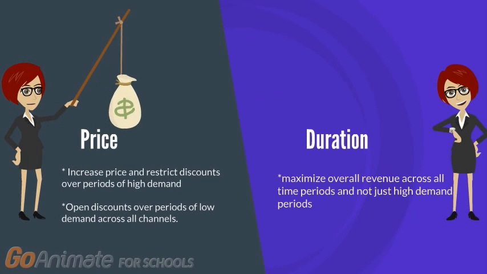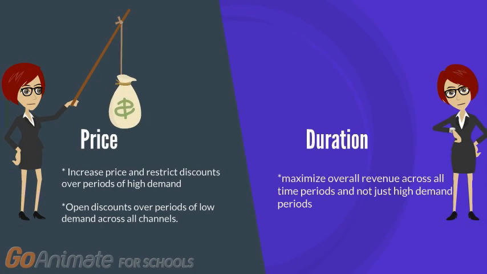There are two main strategic levers that revenue managers work with: price and duration. Revenue managers are able to increase price and restrict discounts over high demand periods, or conversely, lower price and open all discounts during low demand periods. Before our industry had dynamic value-based pricing and market segmentations, hotels used mainly duration to manage inventory. Revenue managers look at the total guest worth over the entire length of the guest stay.